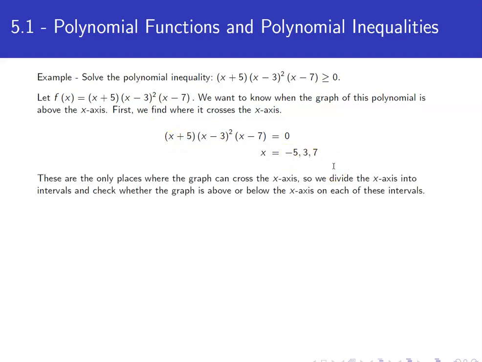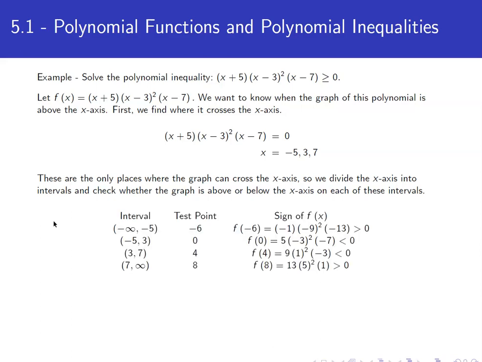And that's the only places where this function can cross the x-axis. If there's another place it crossed the x-axis, we would have found it. So what that tells us is that whatever is going on for the function in between these 2 points, it has to be the same throughout that entire interval. And what I mean is, if it's above the x-axis at a point between -5 and 3, it still has to be above the x-axis anywhere between -5 and 3. So what this tells us that we can do is we can use these points to divide the x-axis into intervals and then check whether the graph is above or below the x-axis at some point on those intervals.